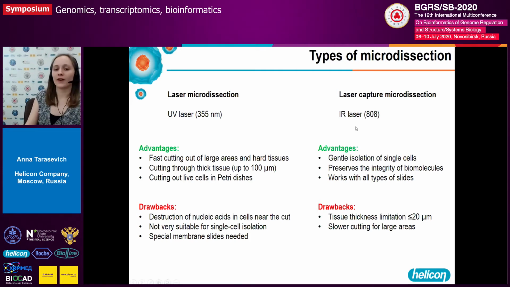If talking about the IR laser, this is a gentle laser, and it doesn't disturb the integrity of biomolecules. This is why we can work with single cells, and this technology works with all types of slides. But there are some drawbacks, of course. It's the speed, it's slower, and we have a limitation of the tissue thickness.